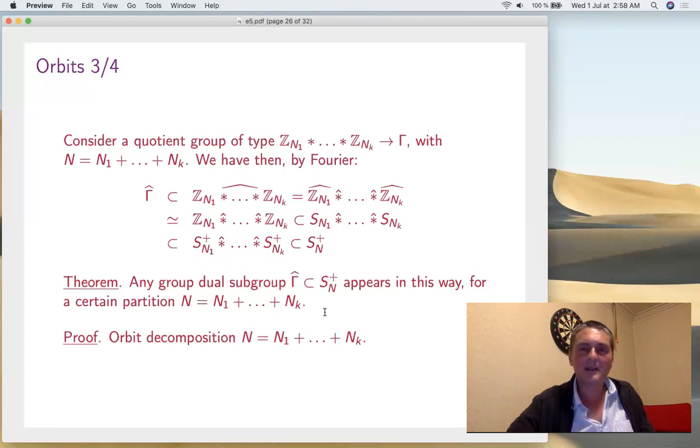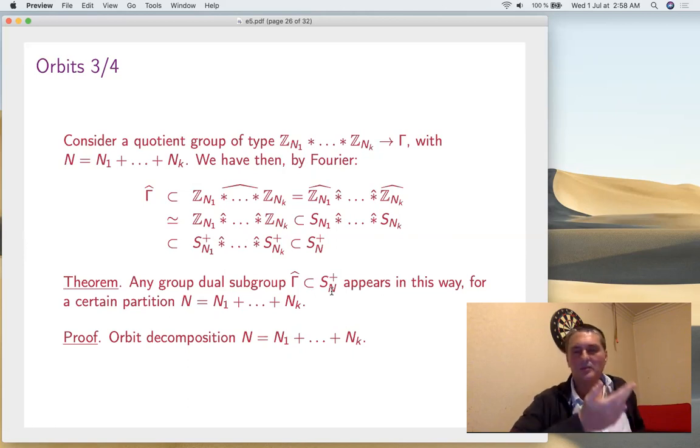So what's the idea here? Well, that's a statement. I mean, these must be duals of quotients of products of cyclic groups, one for a partition of n. So in one sense, you have these Fourier computations here. Maybe let's not get into this. Let's get into the other sense. Let's take gamma inside S_n^+.